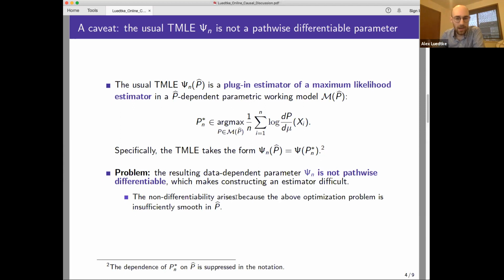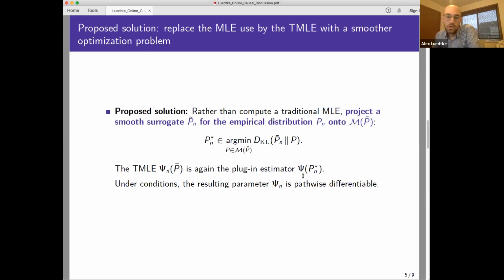You know, there's a problem that arises if we try to study this TMLE as I described on the last slide. And the problem is really, well, it turns out that this psi n parameter isn't pathwise differentiable. It's not sufficiently smooth for us to be able to really construct a good estimator. So what Mark does when he's pursuing this higher order approach is he says, okay, well, rather than fitting this Pn star via maximum likelihood, I can instead find some smooth surrogate for the empirical distribution. So on a later slide, I'll make it clear what requirements it must have.